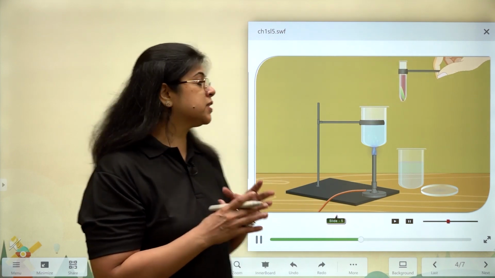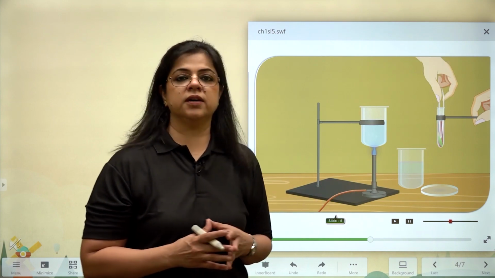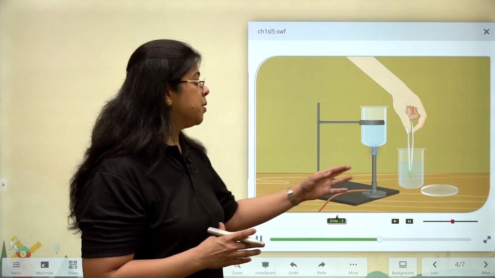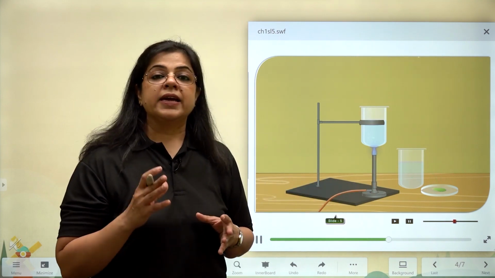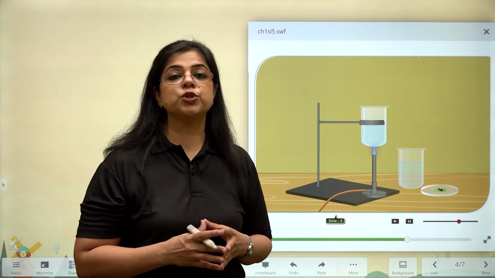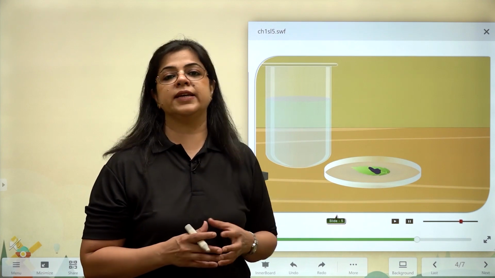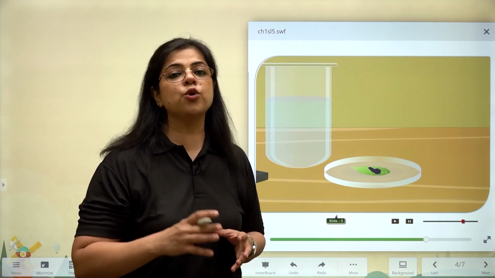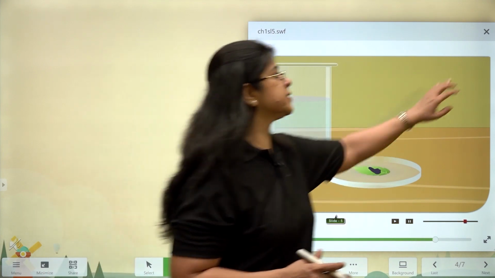Then the leaf was simply washed in water and put in a petri dish. It was then subjected to the iodine test. A drop of iodine was put on the leaf. It did not turn blue-black. That means no food was produced inside this leaf.